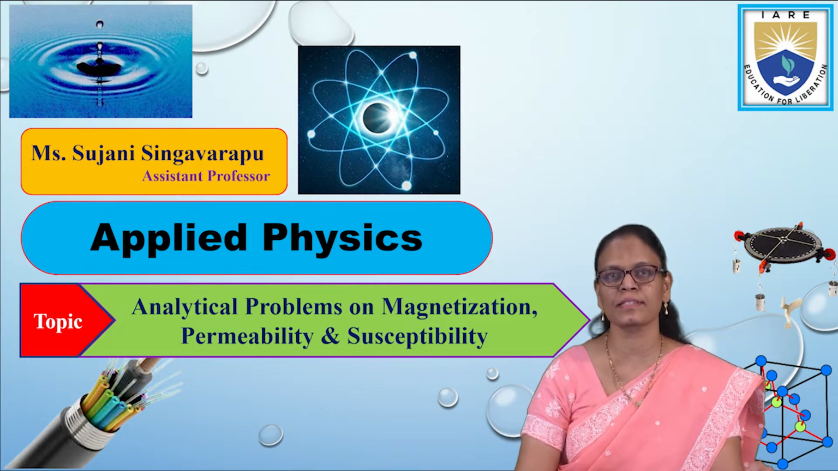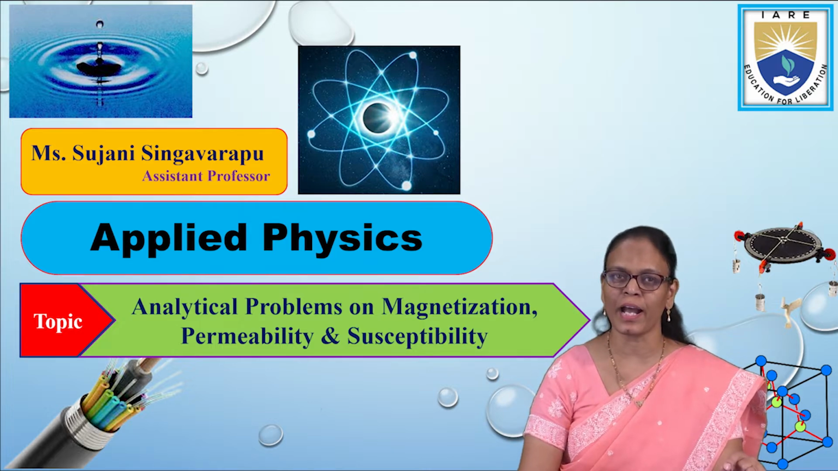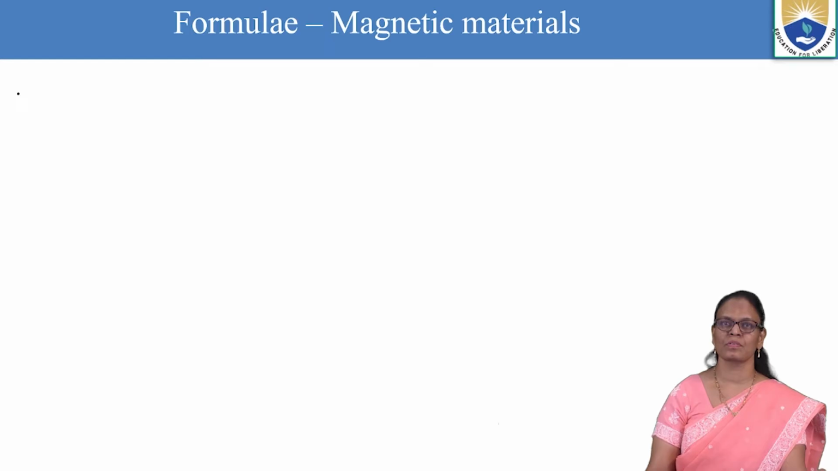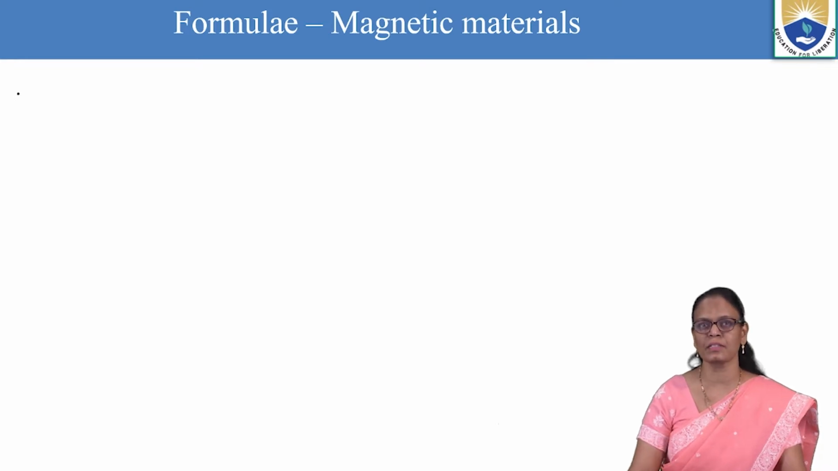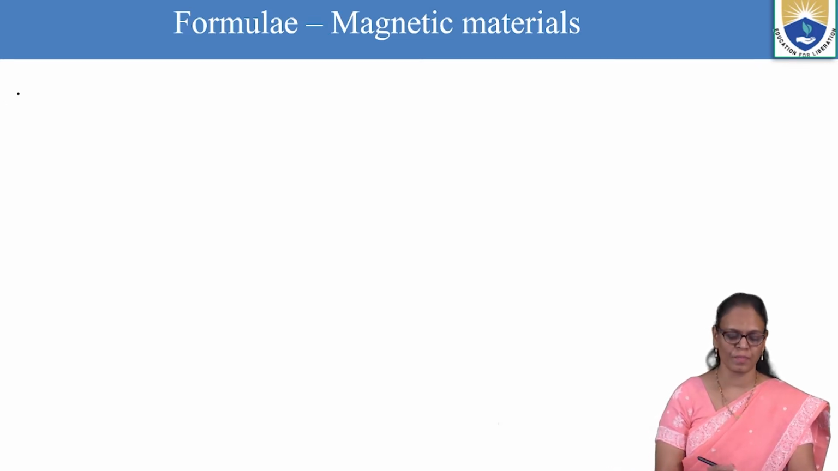Today we are going to discuss some analytical problems based on magnetic materials, especially on the concepts of magnetization, permeability and susceptibility. Before doing the numericals, let us discuss a few formulae involved with these physical quantities. First, magnetization. Magnetization is nothing but the magnetic moment per unit volume.